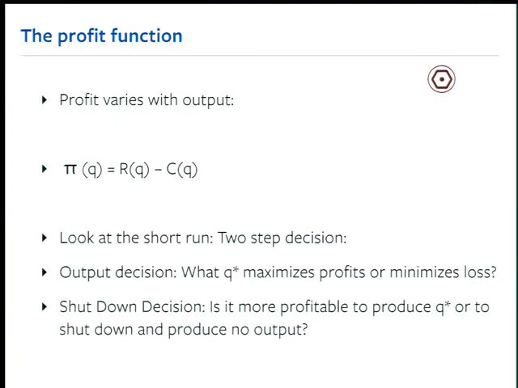Well, profit is just total revenue, price times quantity, right? So total revenue varies with output because for each unit I get P dollars. So if I get one more unit, I get P more dollars. So total revenue goes up linearly with output if price is exogenous or determined in markets. So revenue is a function of quantity.